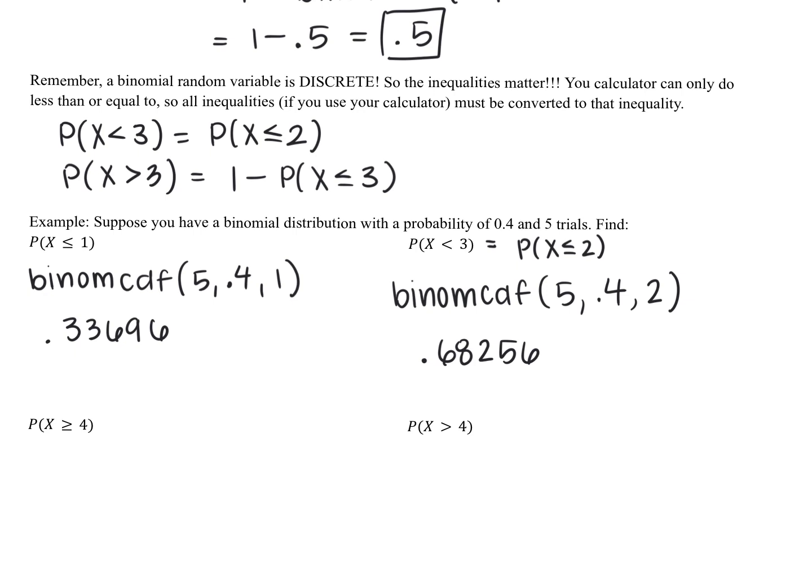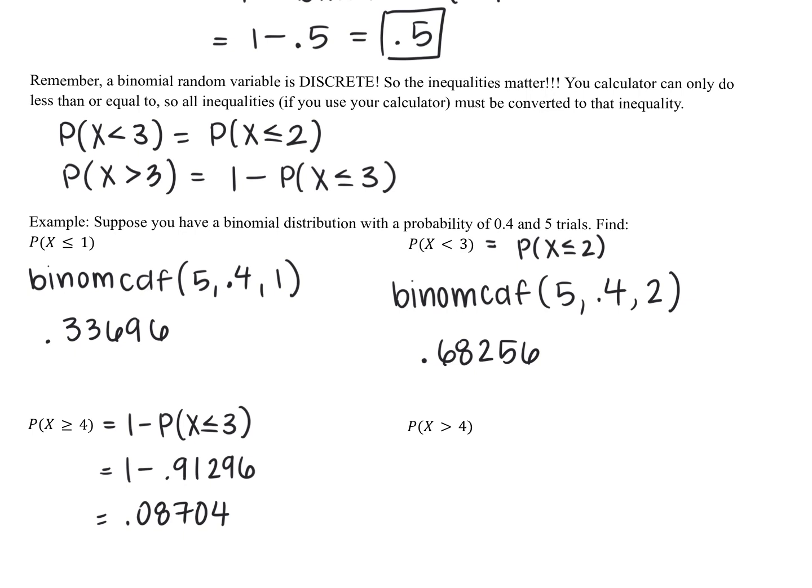For the probability x is greater than or equal to 4, I have to change that to a 1 minus situation. So that's 1 minus the probability x is less than or equal to 3. So if I go ahead and I do binom CDF with my 5, my 0.4, and my 3, I'm going to get 1 minus 0.91296, which is going to be 0.08704.